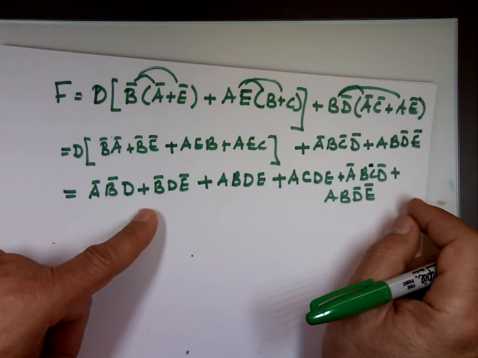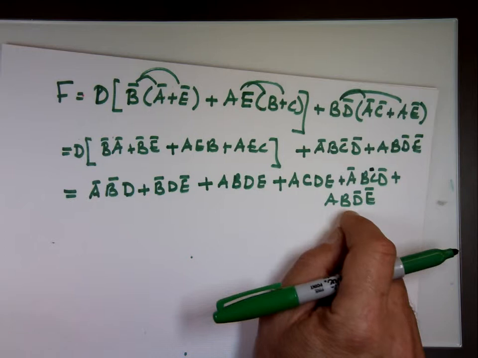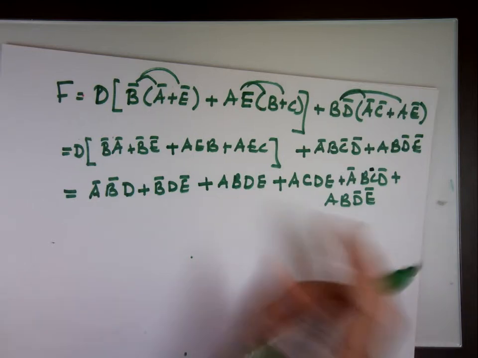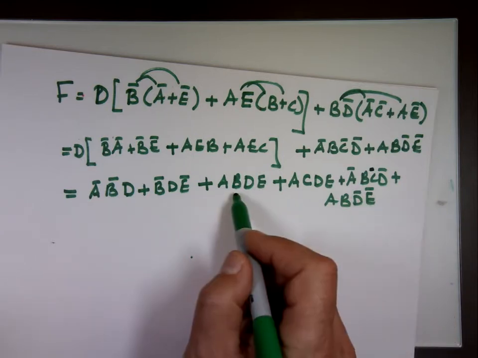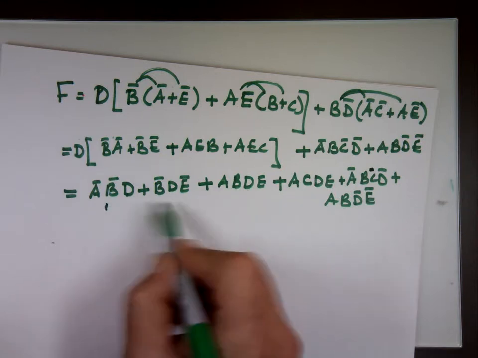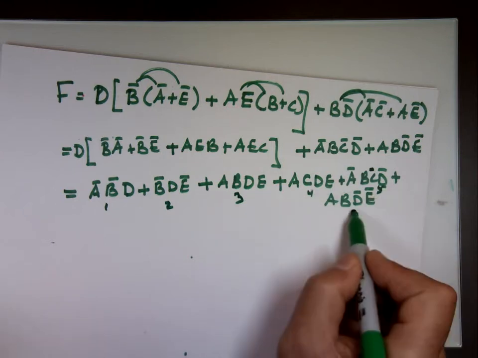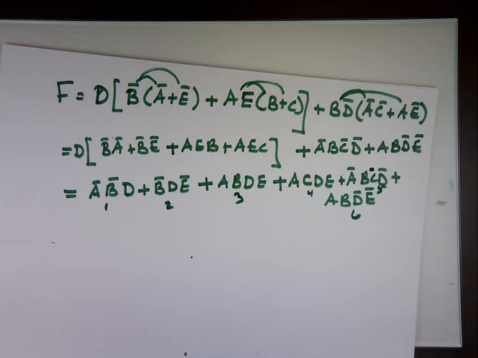Let's see if I can find a match for that. There's A, B, D, E, and then A, B, D bar, E bar. Let's number them: 1, 2, 3, 4, 5, 6. Which one are you looking at? I'm looking at 3 and 6. 3 and 6. So what do you want to do? Take A, B out? Yeah, take A, B out.